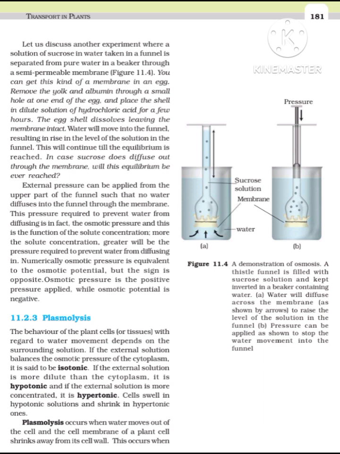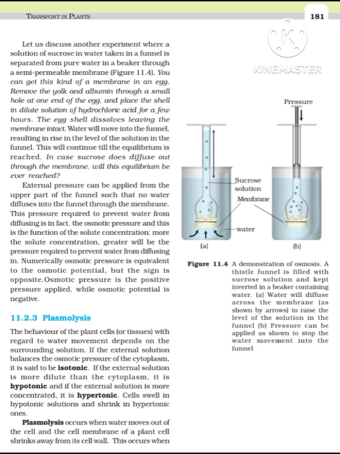Let us discuss another experiment where a solution of sucrose in water taken in a funnel is separated from pure water in a beaker by a selectively permeable membrane, figure 11.4. You can get this kind of a membrane in an egg. Remove the yolk and albumin through a small hole at one end of the egg, and place the shell in dilute solution of hydrochloric acid for a few hours. The egg shell dissolves, leaving the membrane intact.